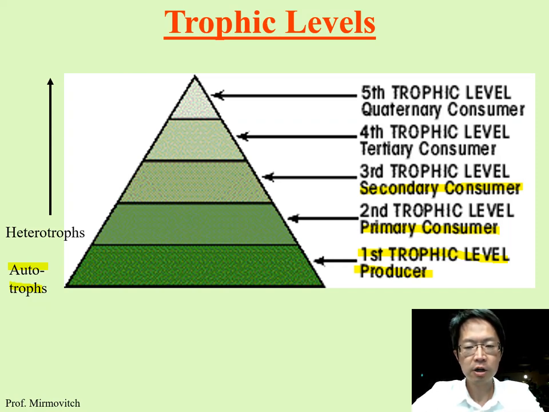And then you have tertiary consumers. They are mostly carnivores, but of course they may also include omnivores. On the fifth trophic level, you have the quaternary consumers. They are also mostly carnivores, but of course there are exceptions, and they can be omnivores as well. The basic idea is that starting from the second trophic level, they are all called heterotrophs. So this is what we mean by trophic level.